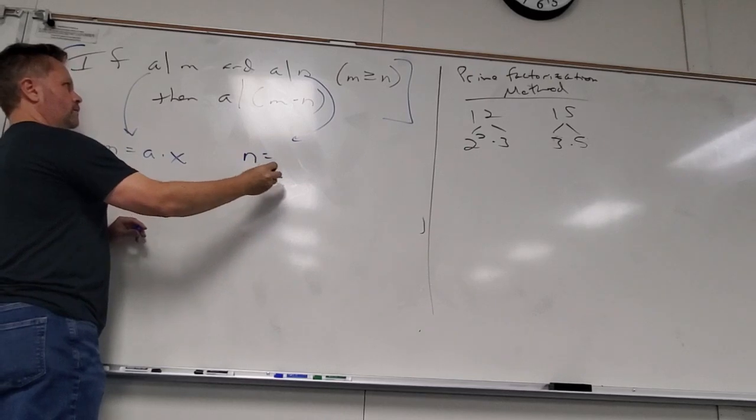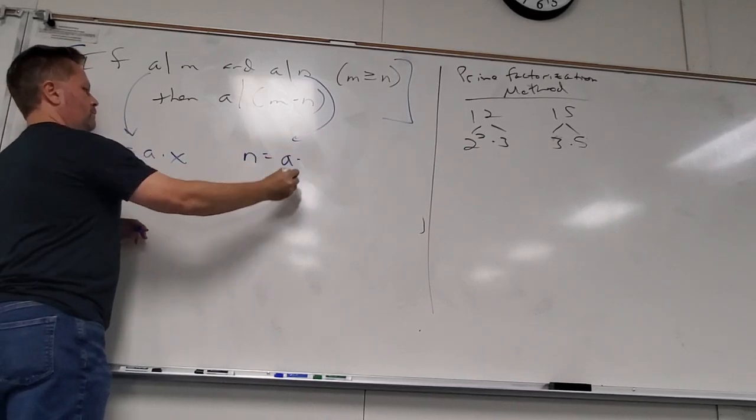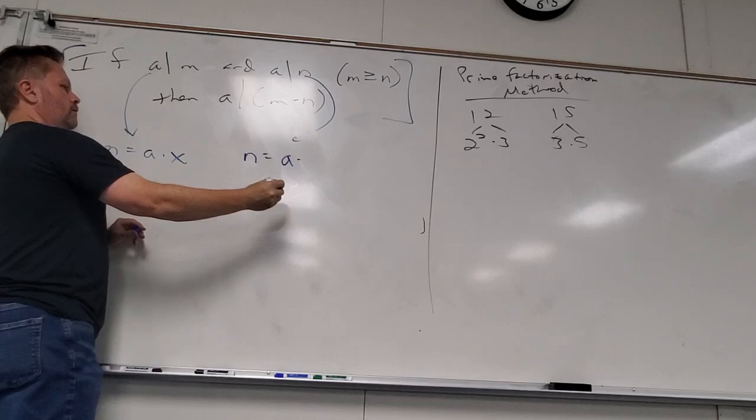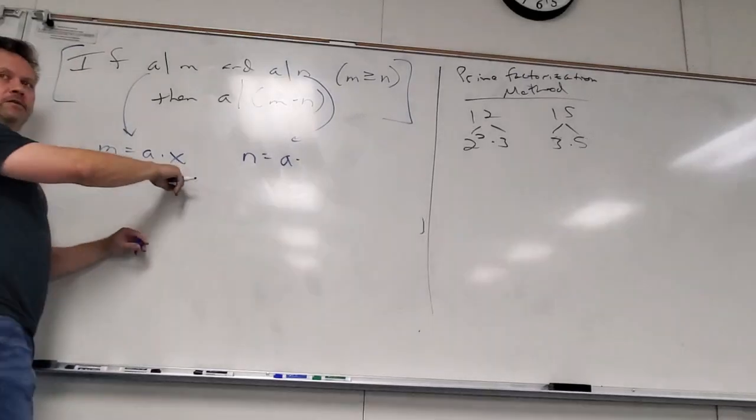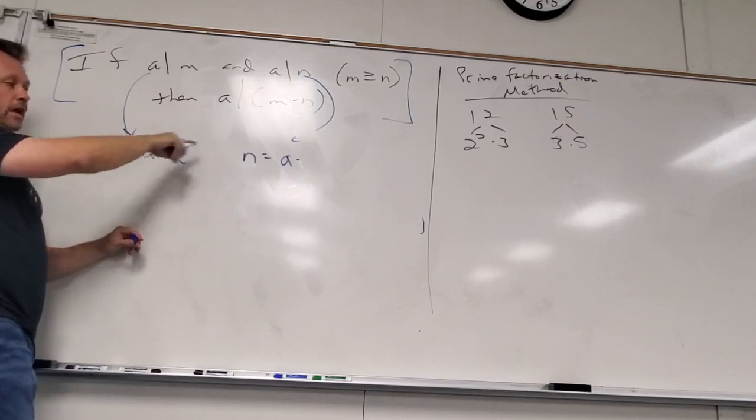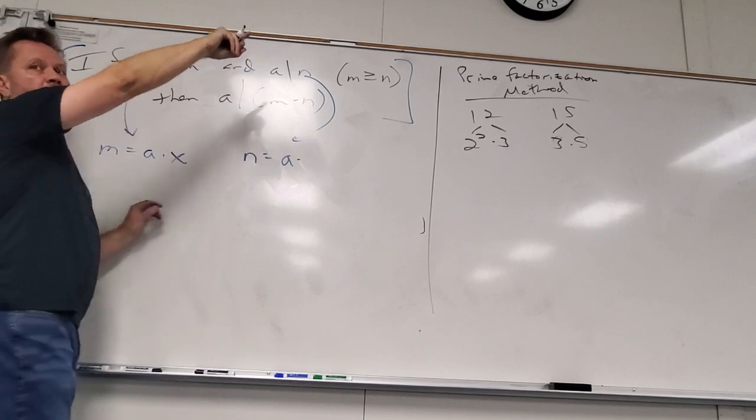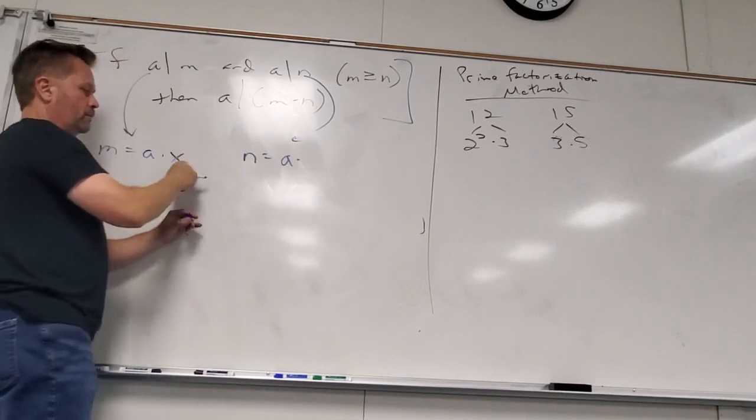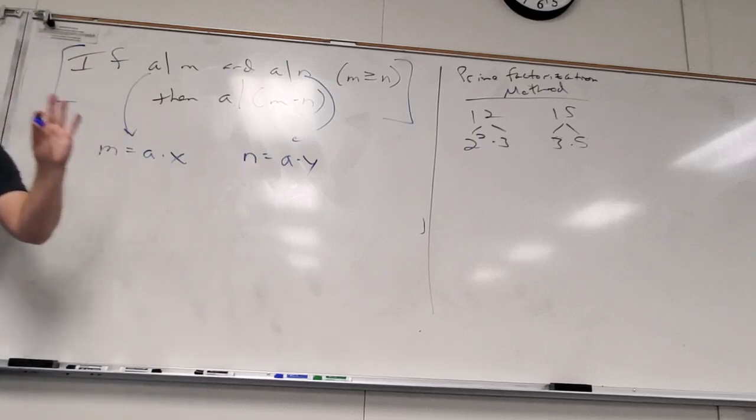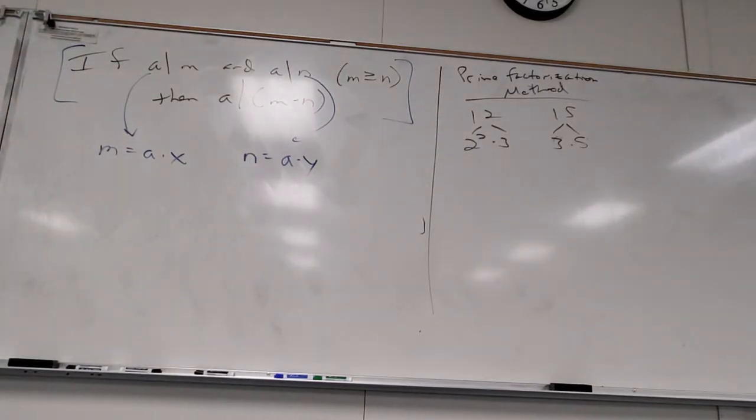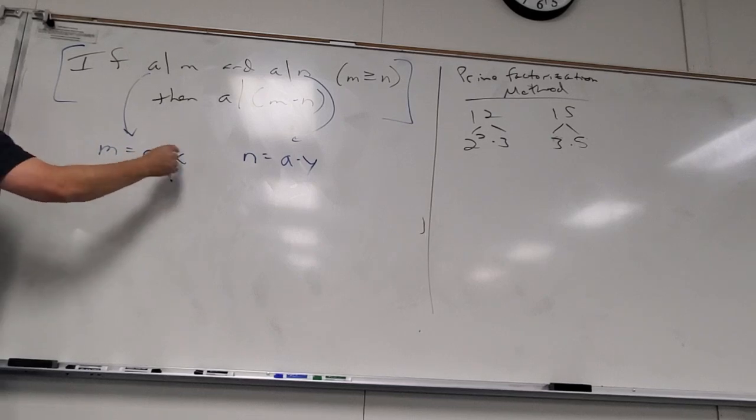N equals A times, I already chose x, right? And when I multiply x by A, I get M. Now I want to get N. So can I also have an x there? No, because it might be equal, but maybe not. So just pick another letter, probably y. If a number divides another number, that means that that number times something is that other number, correct? 6 divides 48 because 6 times 8 is 48. A divides M because A times something is M.